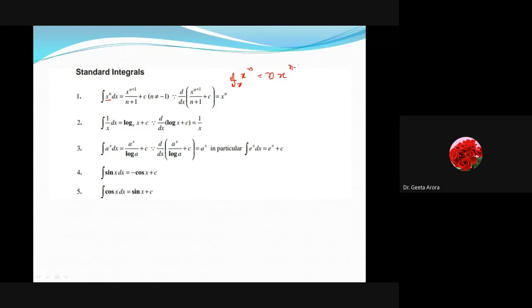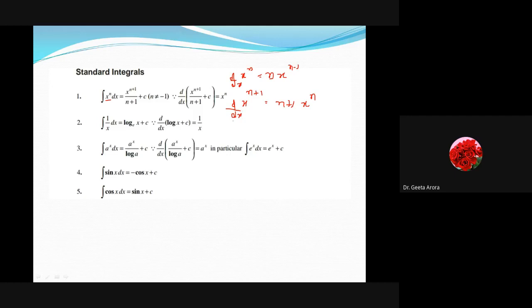Now what are we looking for? We are looking for the integral of x^n. The first thing I can do is replace n by n plus 1, so that in the power on the right hand side, we can have x^n. It means if the derivative of x^n is n x^(n-1), what is the derivative of x raised to power n plus 1? It will be (n plus 1) x raised to power n.